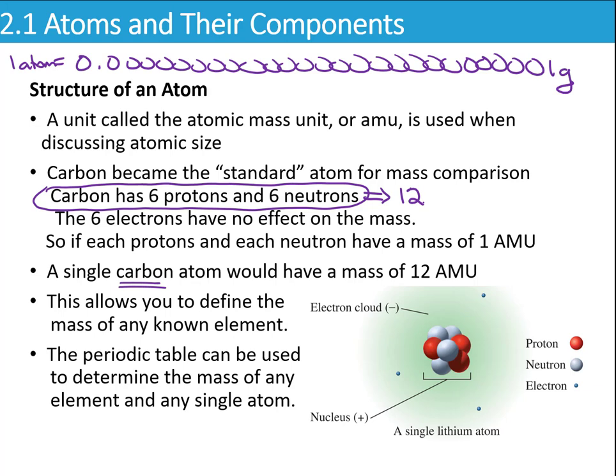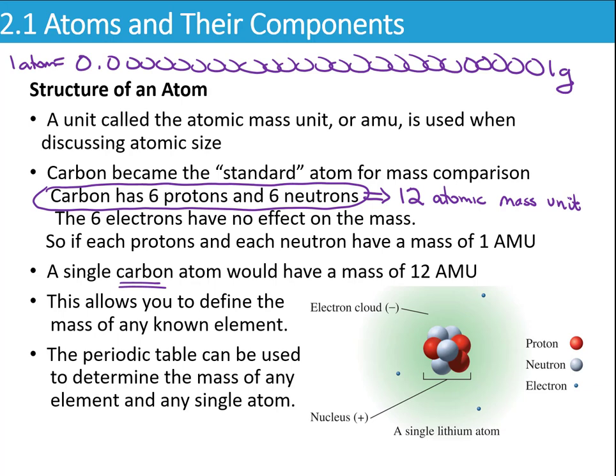We're going to use the term atomic mass units, or AMU. All it is, instead of being a measurable amount, it's like a relative amount. So we're just going to say carbon has a mass of 12 because it has 6 protons and 6 neutrons. Electrons don't affect the mass at all. So we'll say it has 12 AMUs. And then everything else can kind of be compared to that.